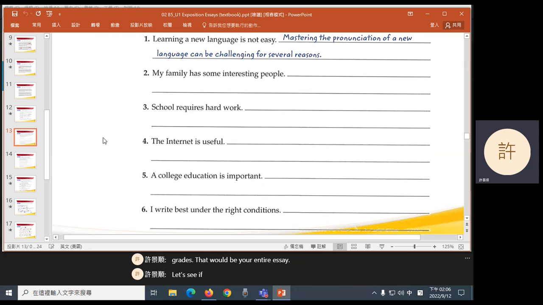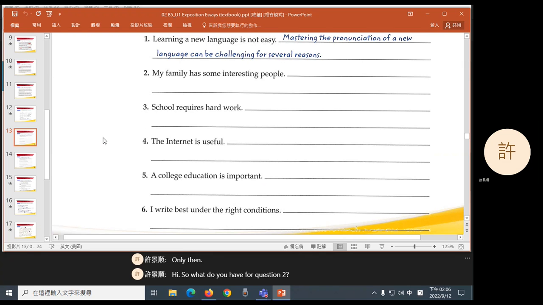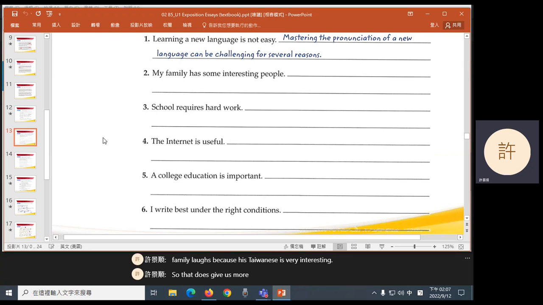Let's see if we can find someone who did question two. Wang Weizhen? Hi, so what do you have for question two? The original sentence is, my family has some interesting people. And your classmate says, when my younger brother speaks Taiwanese, my whole family laughs because his Taiwanese is very interesting. So that does give us more detail. Why there's an interesting person in the family.